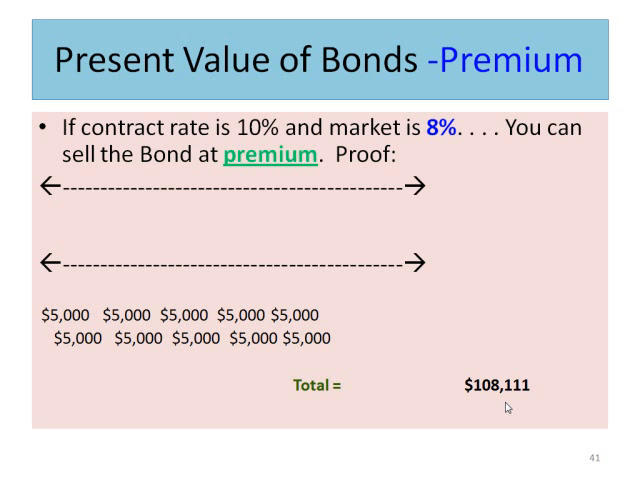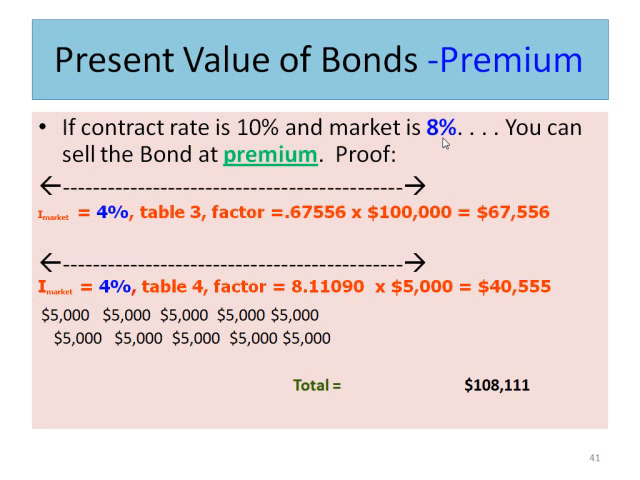All right, this is my personal favorite. We get to sell a bond at premium. So the bond rate we're selling at is 10%. I'm using the same contract rate for all these examples, but the market's only 8%. You're going to sell the bond at premium. So again, the 8% causes our interest rate to change. We use half. We still use table 3, but our factor now changes.